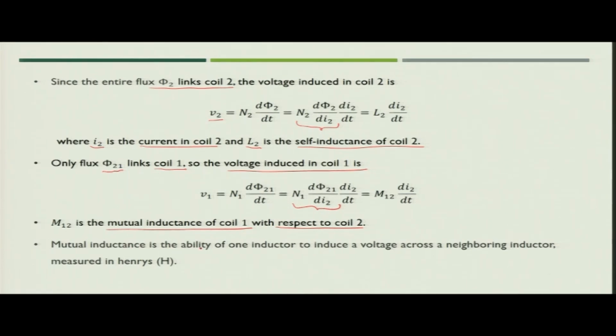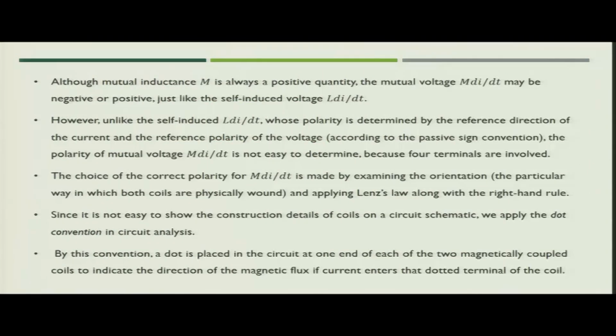Now, this mutual inductance is the ability of one inductor to induce voltage across a neighboring inductor. It is measured in Henrys, or in short you can write capital H. Now, although the mutual inductance M is always a positive quantity, the mutual voltage, represented as M di by dt, may be negative or positive.